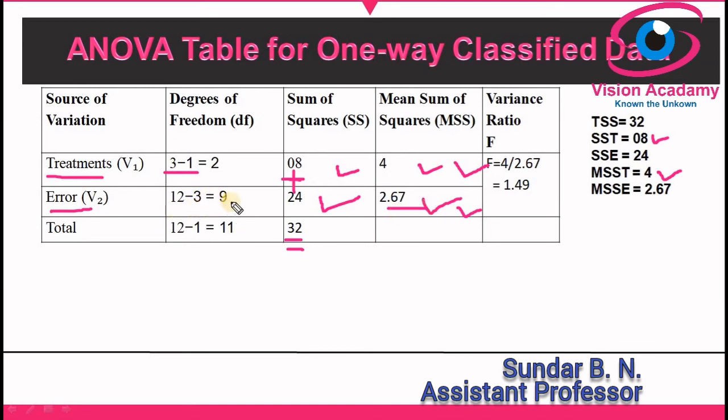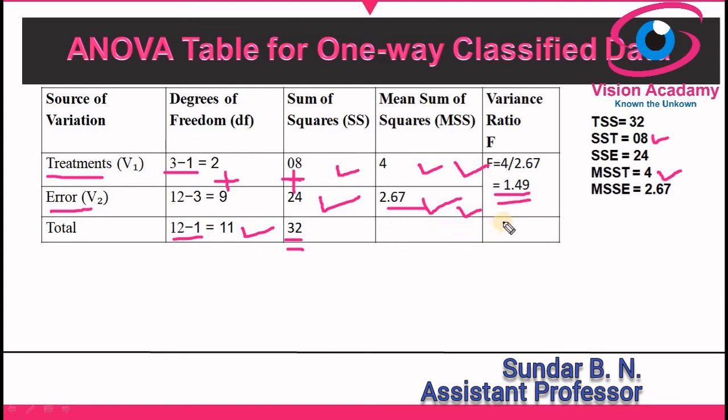12 minus 3 is equal to 9. And again when we add 2 plus 9, which must be equal, that is 11. So for here n minus 1, n is 12, minus 1, 11. And let us calculate F ratio then. F ratio is MSST by MSSE. MSST is 4, MSSE is 2.67. Then F ratio is 1.47. So by this way we found F ratio by considering all the 10 steps for this example.